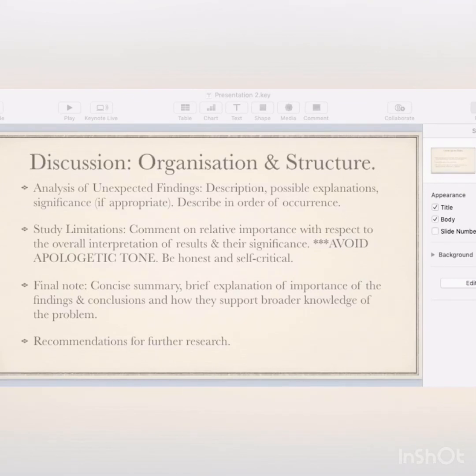The last point regarding the discussion is that it contains a concise summary, briefly explaining the importance of the findings and conclusions, and also how these conclusions may support broader knowledge of the problem, and if they can be applied at a wider scale, followed by recommendations for further research.